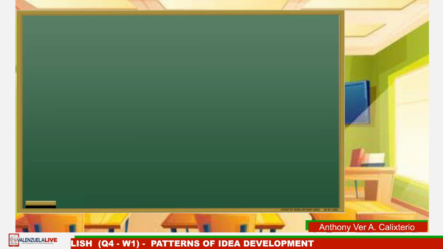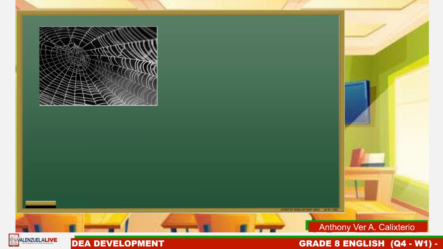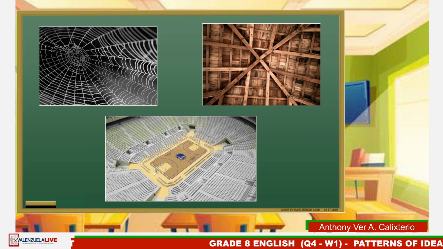Look at these images. A spider web. Notice the patterns the creature has made to make it organized. The ceiling of a Nipa hut and the arrangements of seats in the Chase Arena in downtown Golden State.